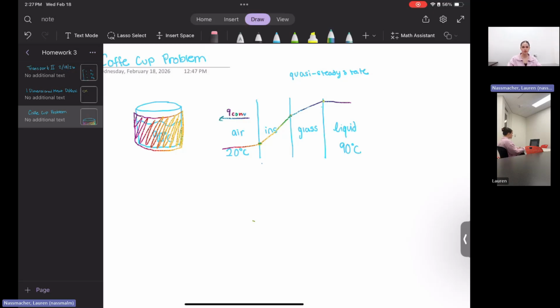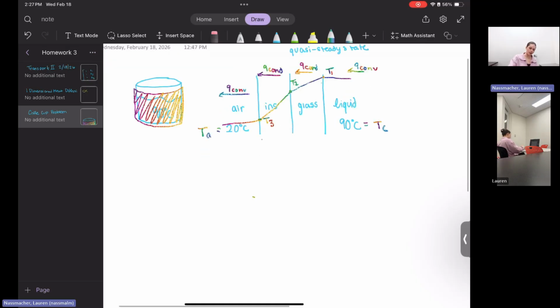So how am I able to assume this temperature profile? Well, let's first start by labeling our variables. We'll call this T1, temperature 1, T2, temperature 2, temperature 3. This can be the temperature of the coffee, TC, and this can be the temperature of the air. Now we know that the insulation and the glass are losing heat by conduction, while the air and the liquid are losing heat because of convection.